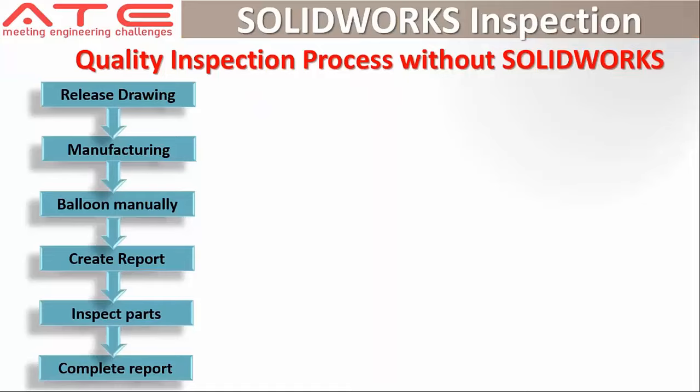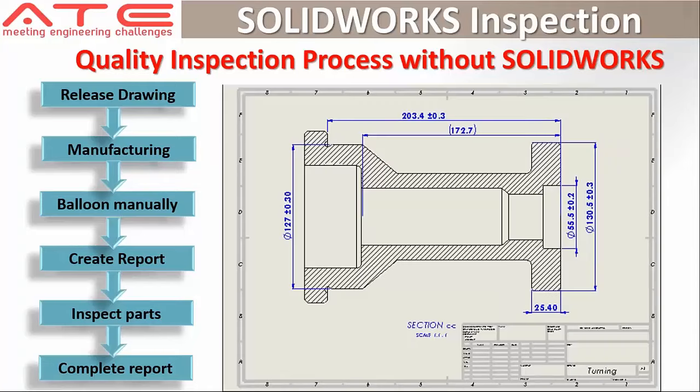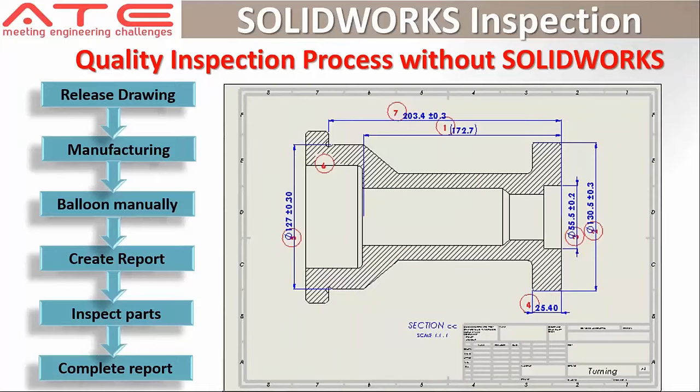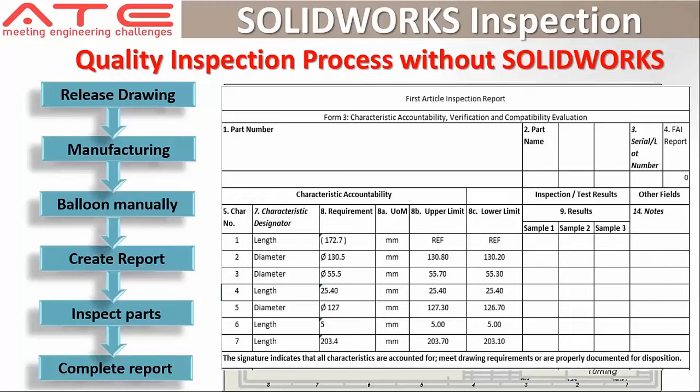What a company usually does without inspection software is, once the SolidWorks or any other drawings are released from the design team and manufacturing is done, they do the ballooning manually. They have to name the balloons one by one, remember the order, calculate all the tolerance values, upper and lower values, and create the inspection report manually. You have to enter those values carefully. Please imagine when you have more than 100 dimensions in the drawing, it might take a long time to create this particular report.